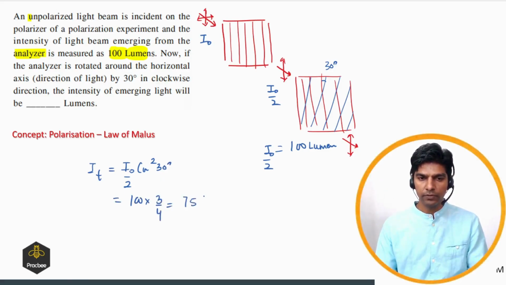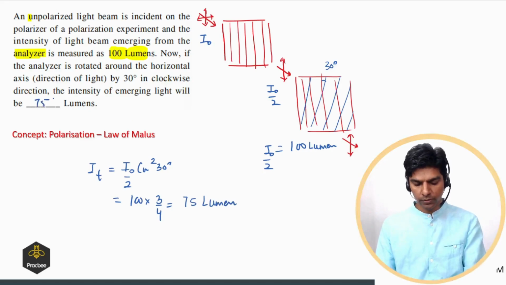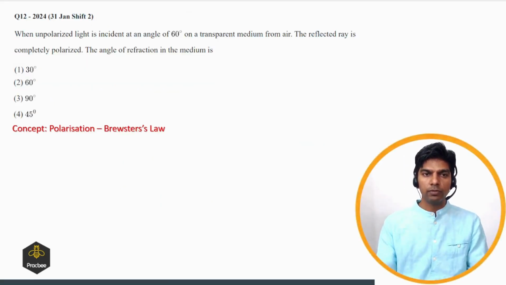It comes out to be 75 lumen, right? So 75 is the answer of this question. Now the next problem type is based on Brewster's law. Let us see the question.